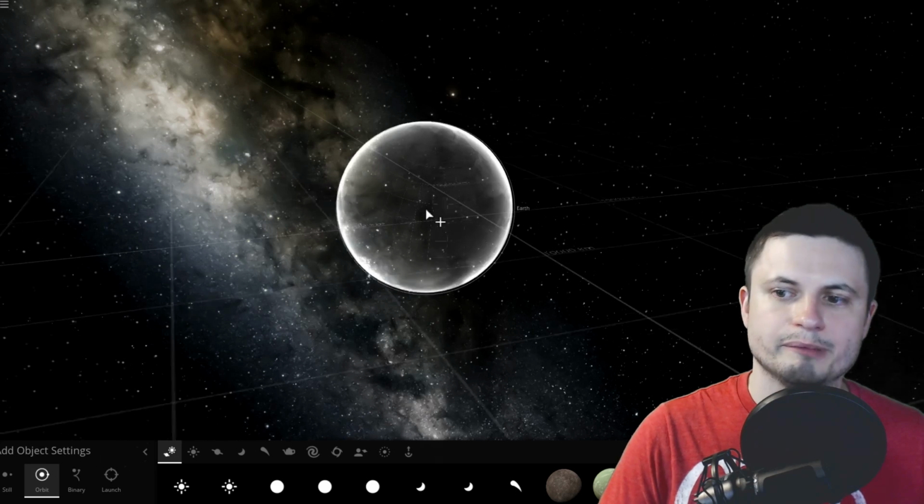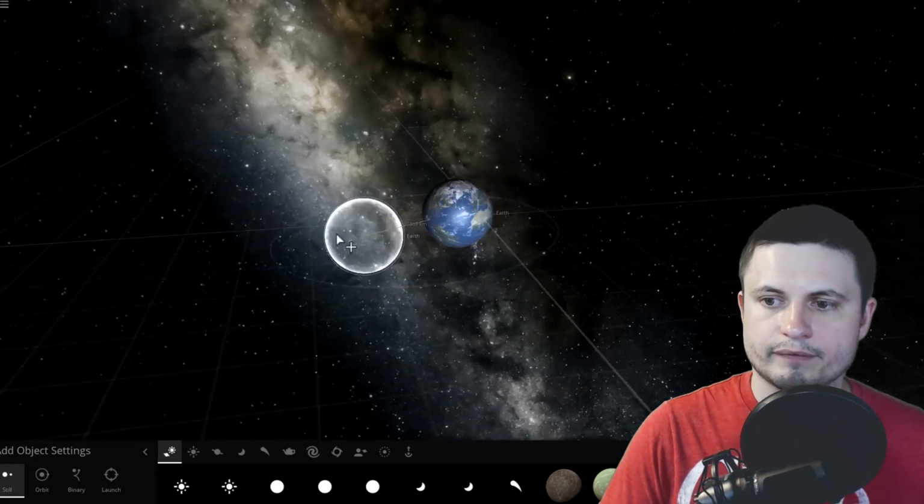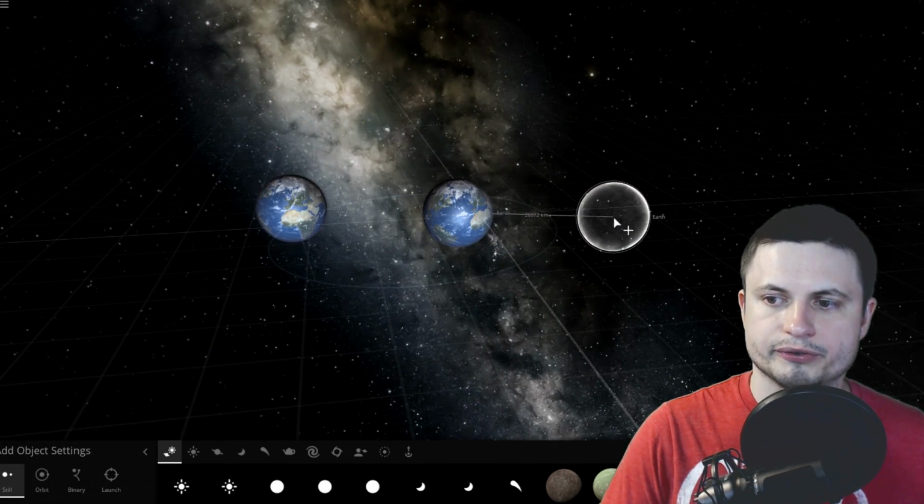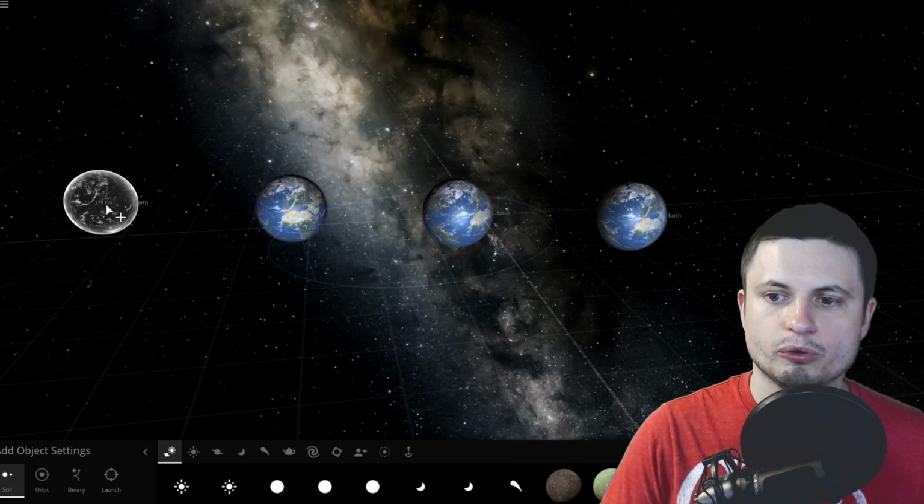And let me try to demonstrate how all of this would look like if we did this with just planet Earth. So I'm going to take all of these objects and show you what they would look like compared to actual Earth.